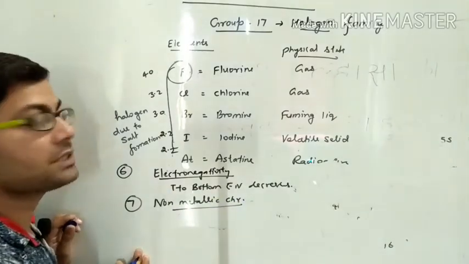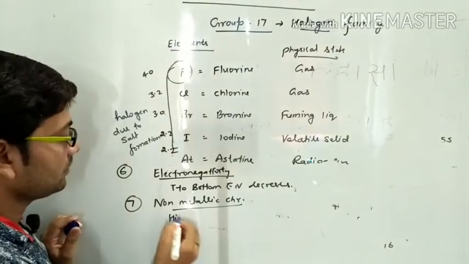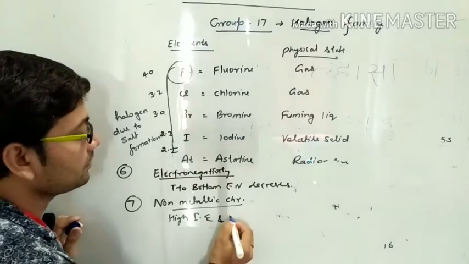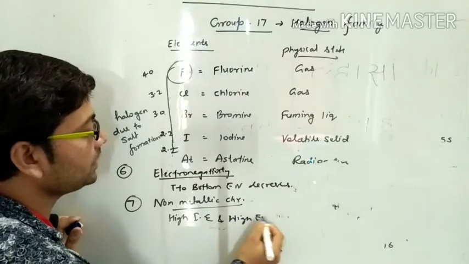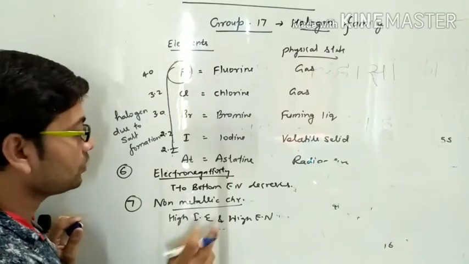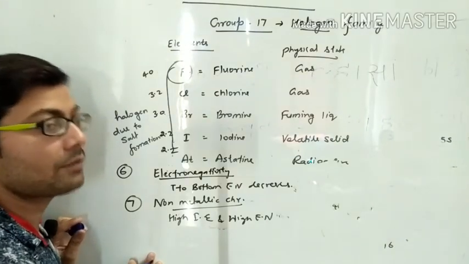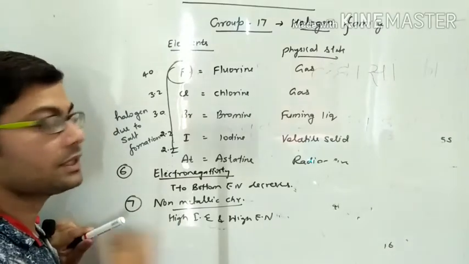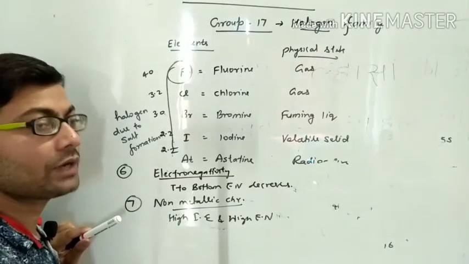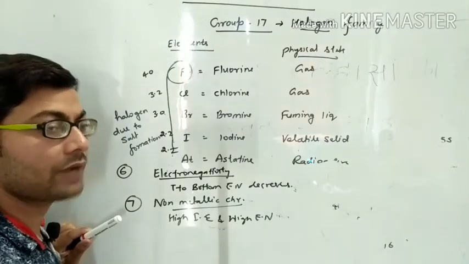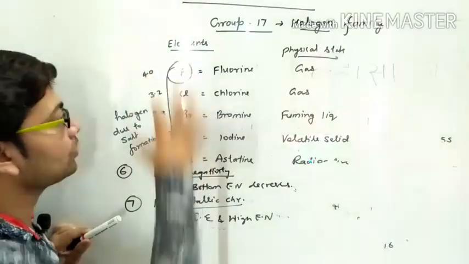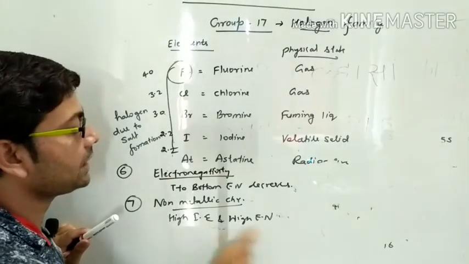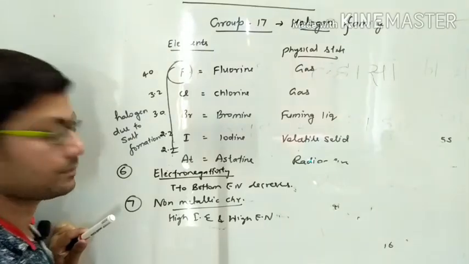As you know, these elements have high ionization energy and high electronegativity. So these elements have maximum non-metallic character, because high ionization energy means they require a much larger amount of energy to remove one electron from their valence shell. So these elements show non-metallic character due to high ionization energy and high electronegativity.